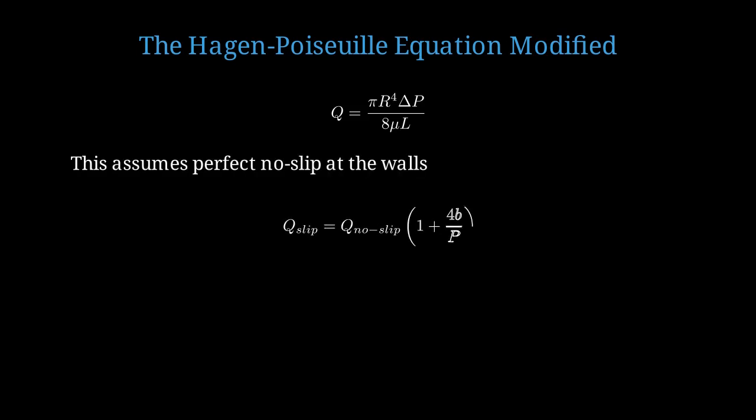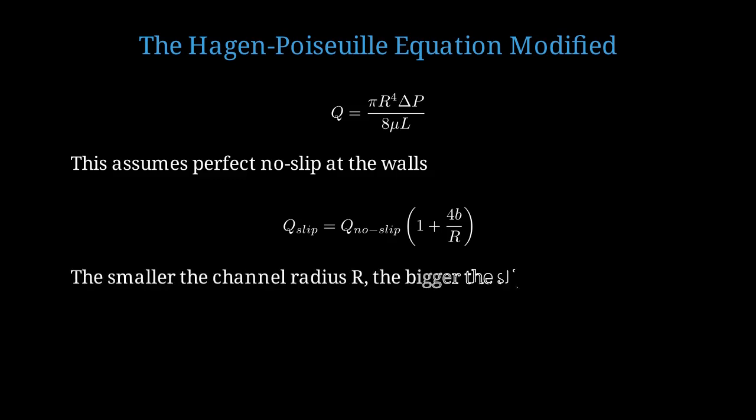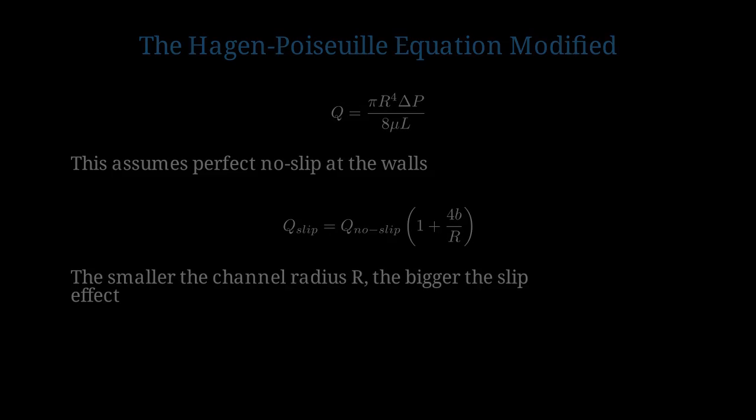With slip, the flow rate is enhanced by a factor of 1 plus 4 times the slip length divided by the radius. Notice something crucial here. The smaller the channel radius r, the more significant the slip effect becomes. This is why slip flow is especially important in microfluidics.